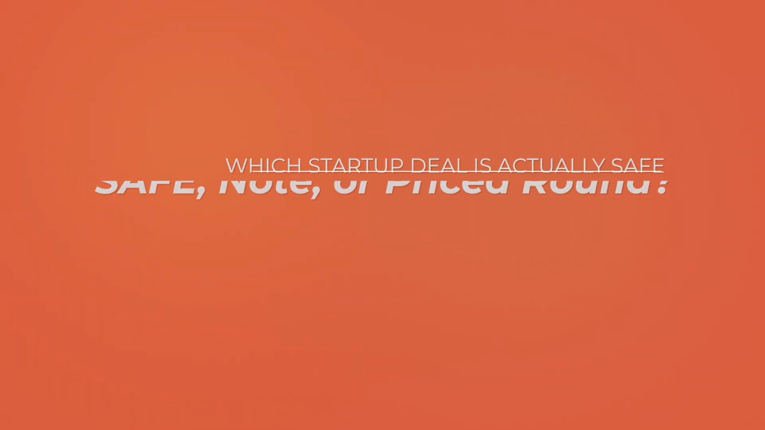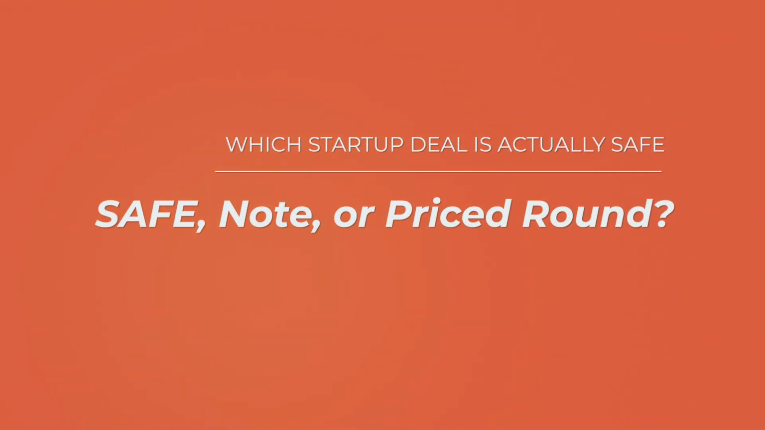And one of the biggest reasons founders lose control is the types of deal they raise. So let's cover the three most common structures and how they affect your cap table. Each of these three options has different trade-offs in how fast you can go, how much control you have. So let's start with the most common one, the SAFE.